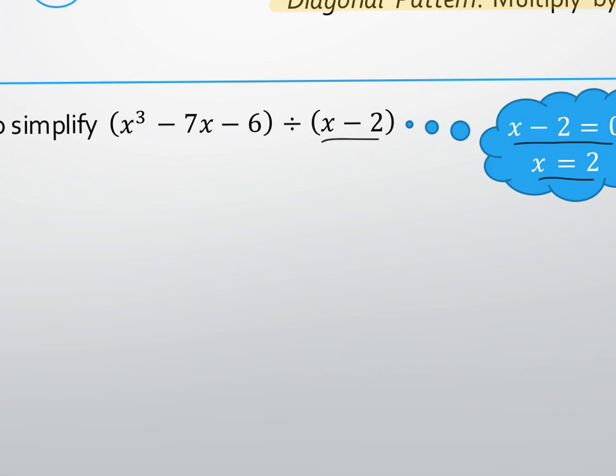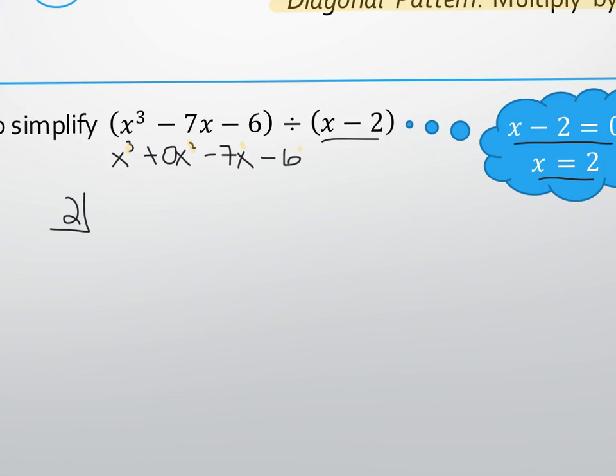Now, remember, I need more space. Just like with long division, I have to have placeholders for missing terms. If we look at what we are dividing, notice we're missing an x squared. So sometimes it helps if I write out the polynomial with all terms. Notice we have a degree of 3, degree of 2, degree of 1, and a constant. I want it to go backwards by power.